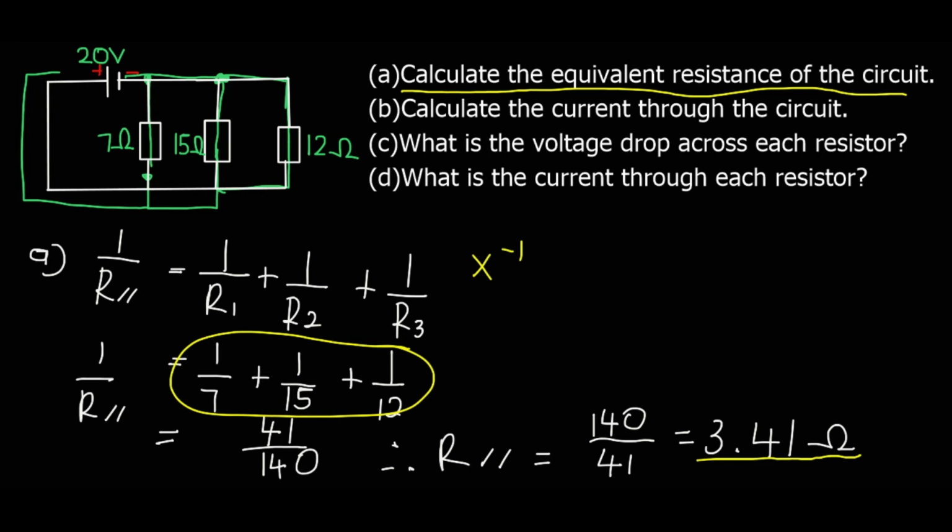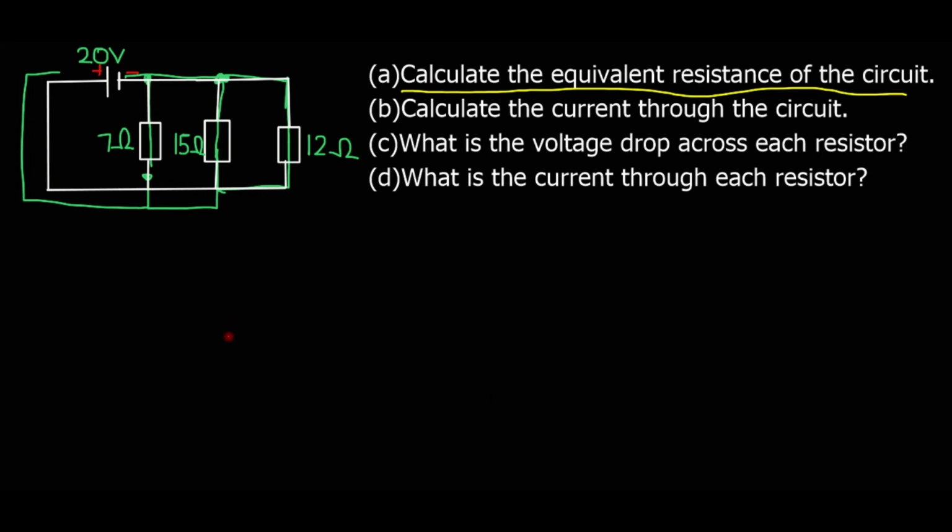Now part B: calculate the current through the circuit, the total current of the circuit. That is I total equals I1 plus I2 plus I3. But you can see that we do not know the current of this one and this one. So this means we cannot use I total equals I1 plus I2 plus I3. We will use the formula I equals V over R. And because we want I total, we will use V total and R total.